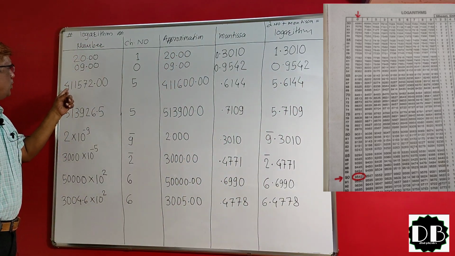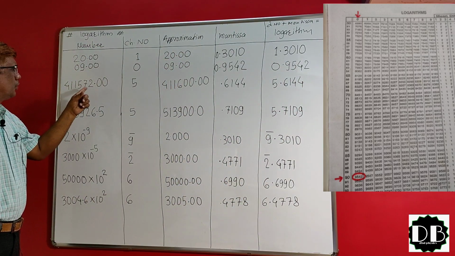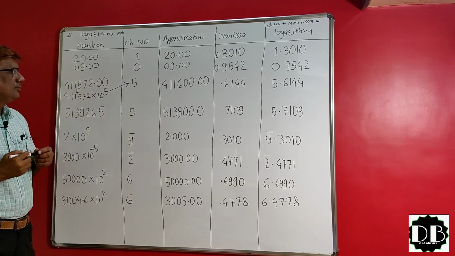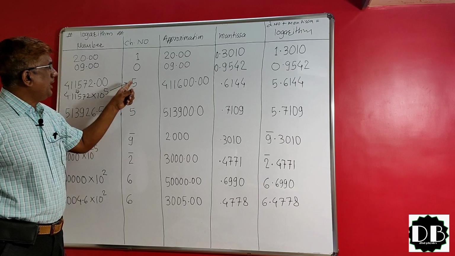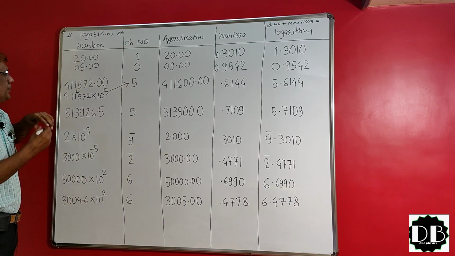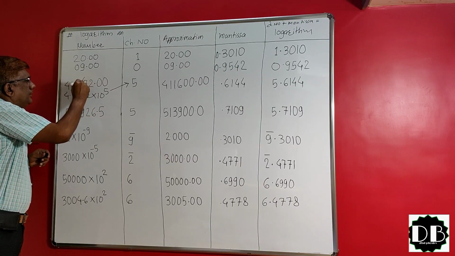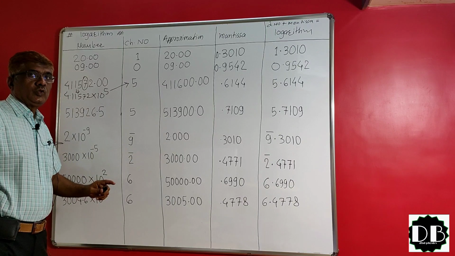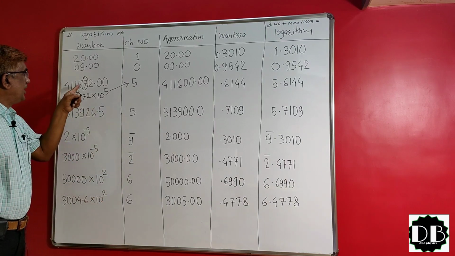Third number is 411572.00. Character number is important here. Character number is 5. And approximation. Now for the approximation we can focus on the fifth number. This is the fifth number. This fifth number is 5 or greater than 5.